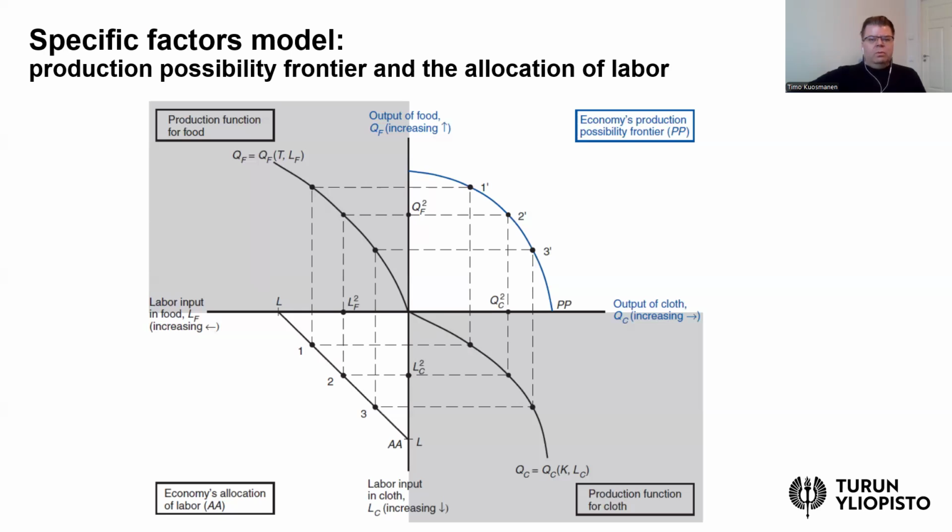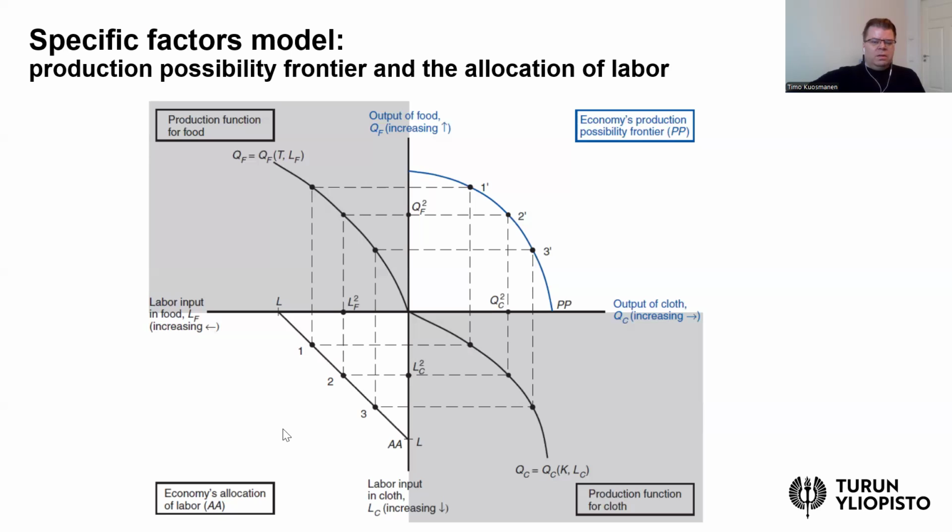So we have two production processes: production of food on the top left, and production of clothes on the bottom right quadrant of this figure. So then, how do we allocate labor between these two production processes? Let's consider the bottom left corner of this figure. This is described as the economy's allocation of labor.